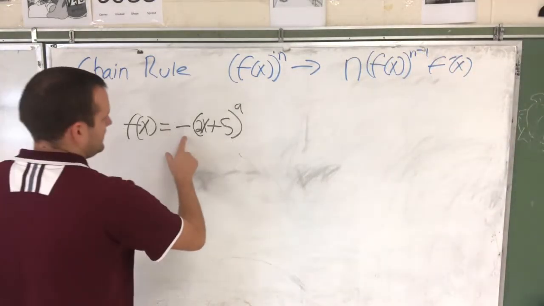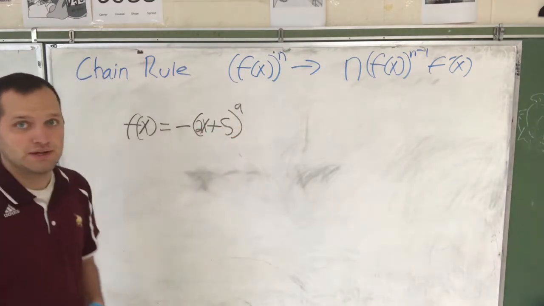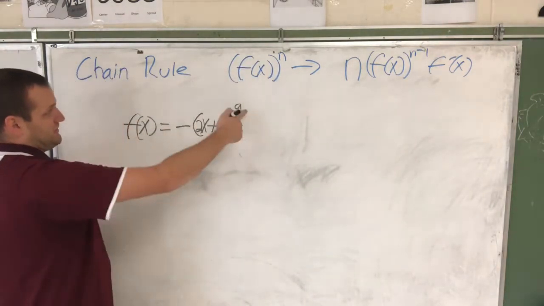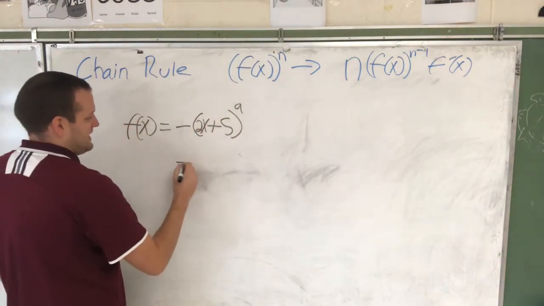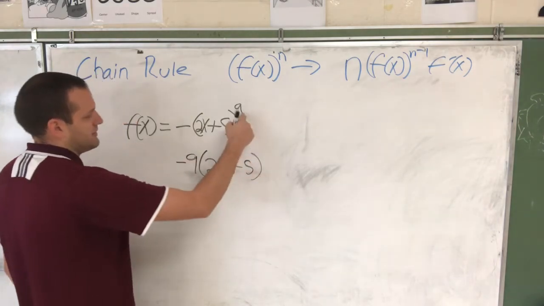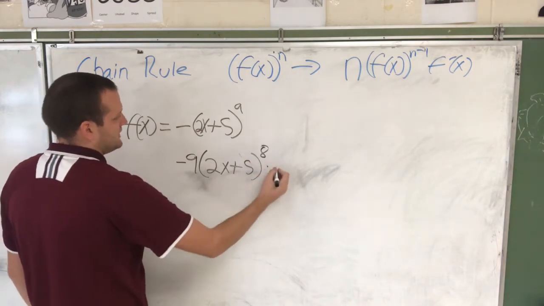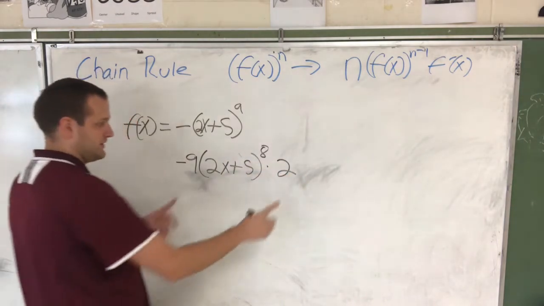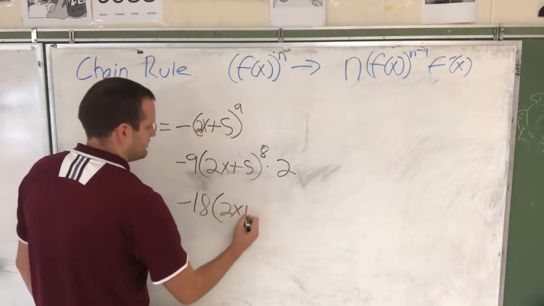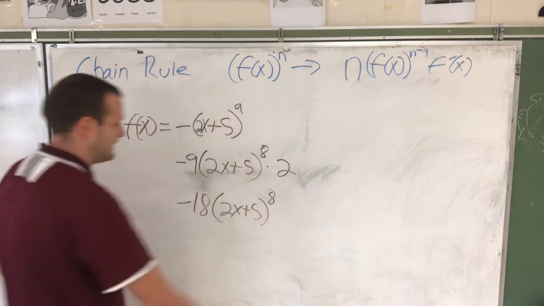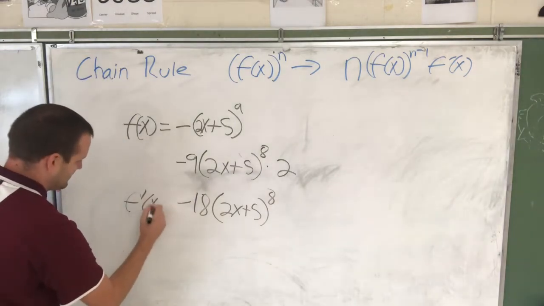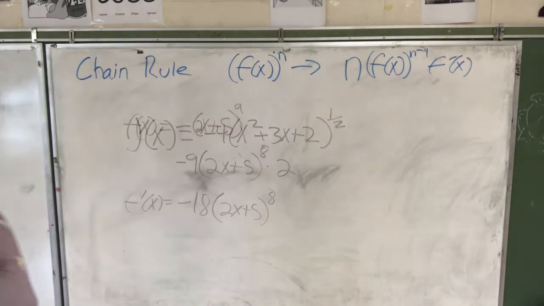All right, let's try this problem. We have negative 2x plus 5 to the 9th. We want to go through and figure out what the derivative is. So, we're just going to do the same thing that we did the last time. We're going to bring the 9 down, so that's going to give me negative 9, 2x plus 5 to the n minus 1, so 9 minus 1 would be 8, times the derivative of the inside, which is 2. Can I simplify the 2 and the 9? Absolutely. That gives me negative 18 times 2x plus 5 to the 8th power. You're done! Well, I mean, we've got to write f prime of x. But that's it!